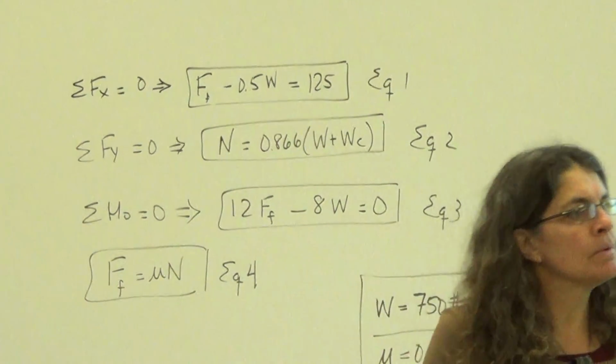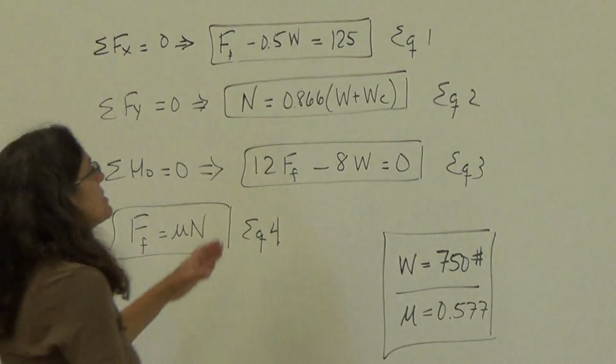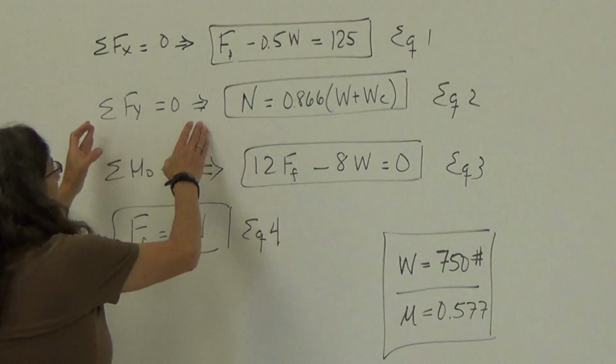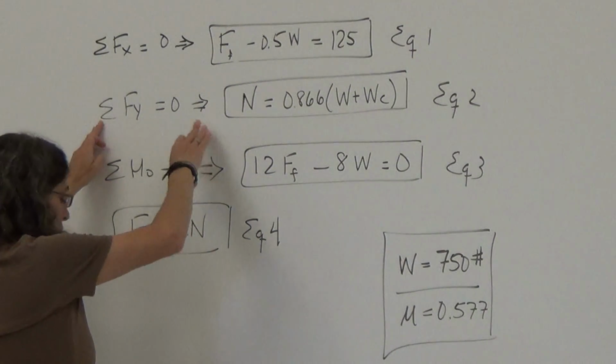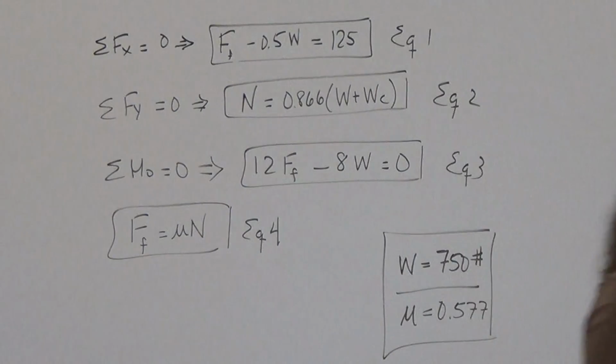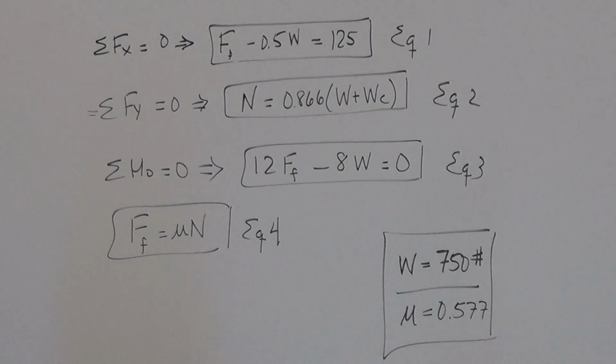Santiago, on equation number 2, how come you're factoring out that 0.866 even though we have already multiplied WC by 0.866? Did you do the full equation? Let's write down the full equation. I'm just giving you my end result equation so you can check.